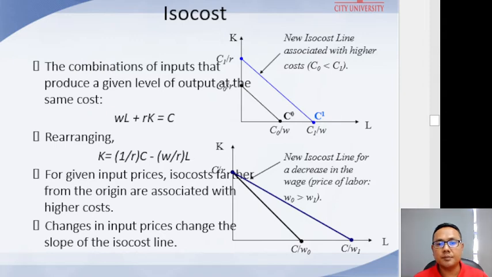Notice that different combinations of capital and labor end up costing the firm the same amount. So the combinations of inputs that will cost the firm the same amount comprise an isocost line. So the relation of an isocost line is graphed in here.